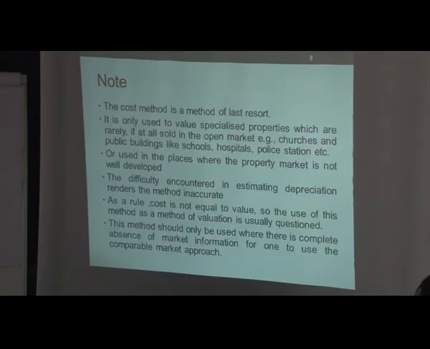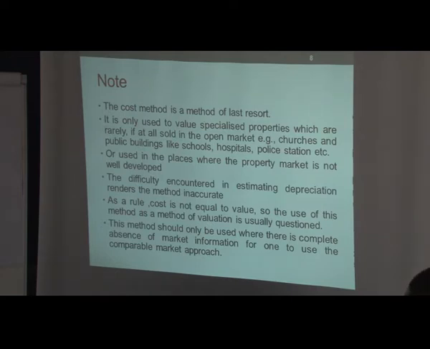So these are now general notes. Basically, I've talked about this in a nutshell. The cost method is a method of last resort. It's a very, very unreliable method of valuation for any property except those which are rarely sold in the market. So please don't use the cost method of valuation to value those properties where there is market evidence, sales evidence, because it's not a very accurate method of valuation.